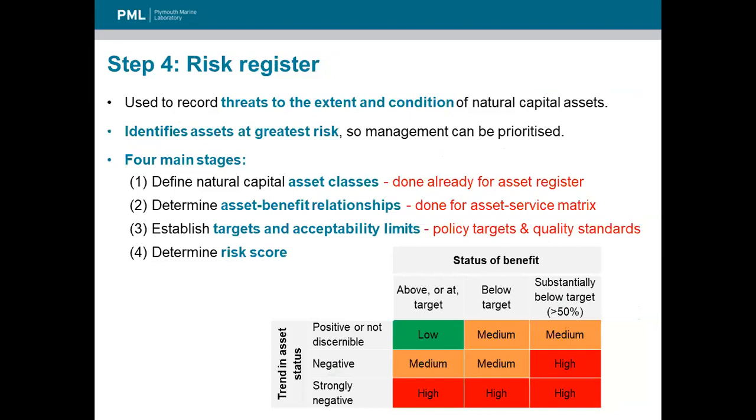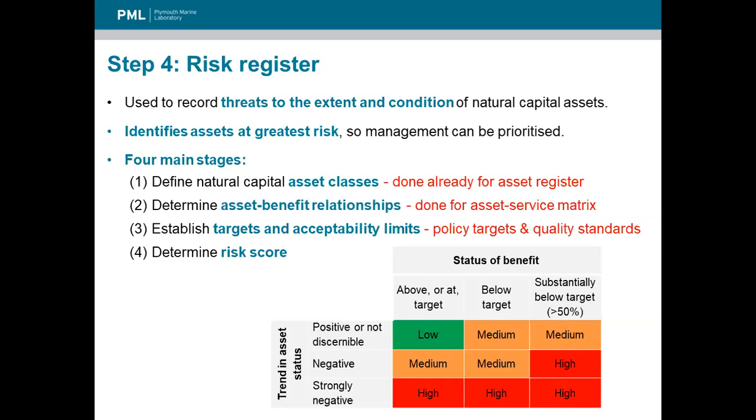And so the development of an asset register actually follows some of the steps that have already been done developing the sustainability appraisal up until this point. So the first thing to do is define natural capital asset classes, which has already been done for the asset register. Determine the asset benefit relationships, again, already done for the asset service matrix. And then to establish targets and acceptability limits. And these are expected to be those that already exist for policy targets and quality standards.